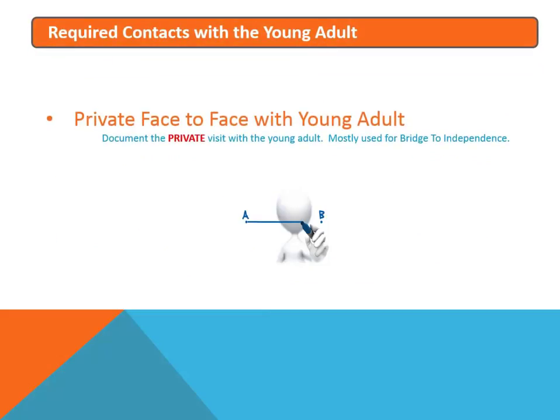The next required contact is specific to young adults in our care, specifically for the Bridge to Independence program. The 29th required contact type is private face-to-face with young adult. As stated before, this required contact item type is used only for cases in which we still provide services for youth that are age 19 or over. Documentation for this contact should include items pertaining to the young adult that's in our care.